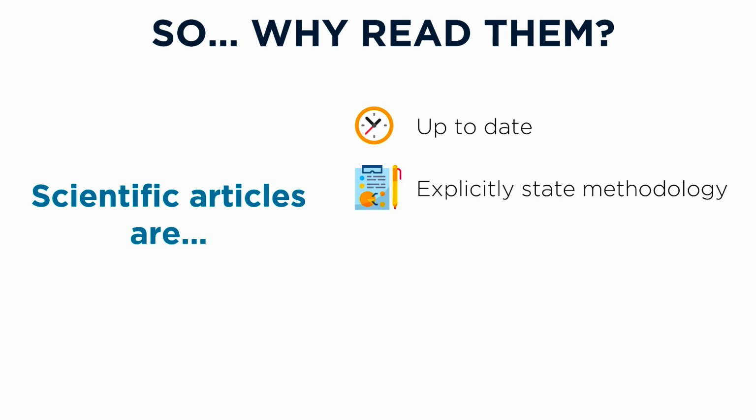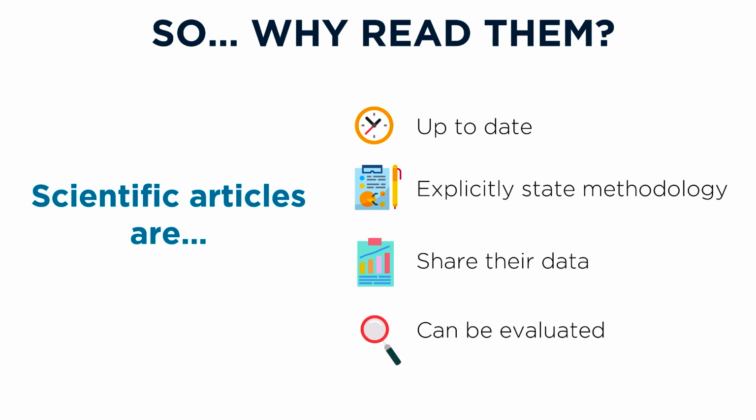Scientific articles also explicitly state their methodology, which allows you to replicate their study, and they share a summary of their data and findings, which is helpful if you need exact results for your own research. You can critically evaluate their conclusions based on the data presented and determine if it is credible or relevant research.